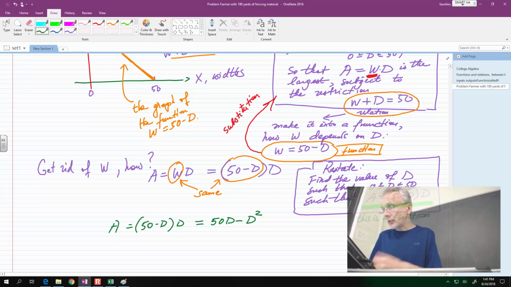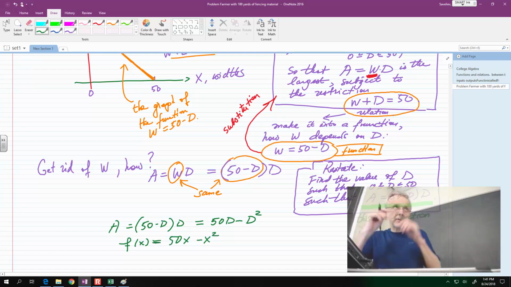Okay, so how about f of x is equal to 50x minus x squared, if it makes it easier to recognize? It's a function, a formula that you may have seen before. What do we call it? It is quadratic. Indeed, this is a quadratic function, quadratic polynomial, whatever you call it.